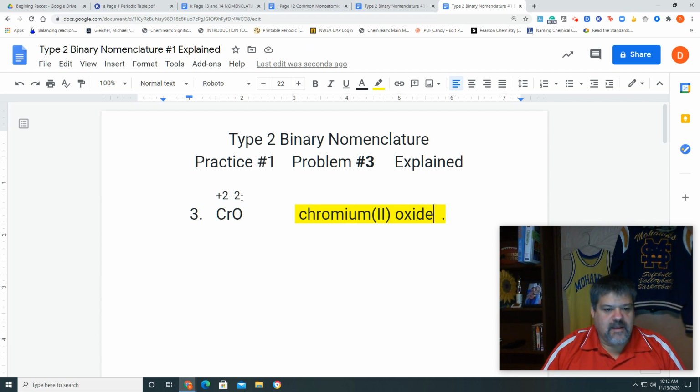Now again, this 2 did not equal this, so I didn't do the shortcut. But because there was only one of each one, whatever the charge of the oxygen was, is the charge of the metal chromium. There we go. That's problem number 3.